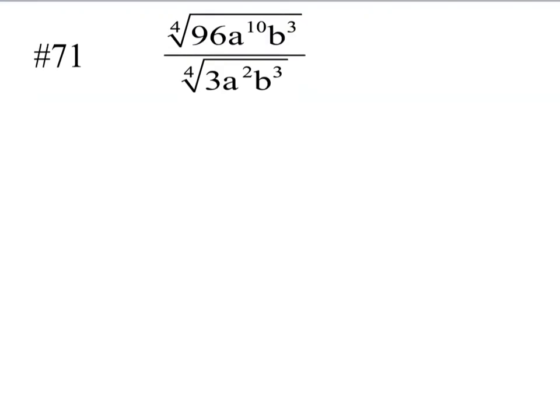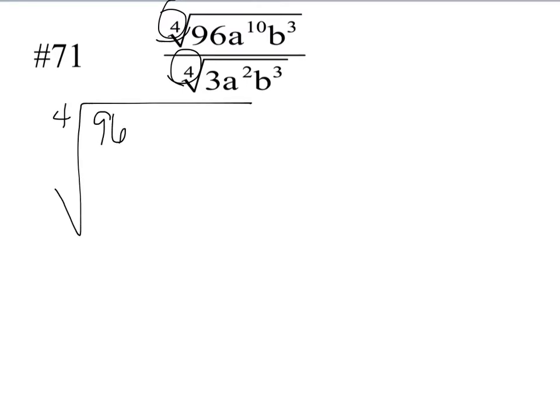So our answer is 24m squared. Okay, we can immediately see that right here we have two indexes that are the same. They're both 4. So I can go ahead and write this whole big problem under one root using the quotient rule. So it's 96 a to the 10th b cubed over 3a squared b cubed. Okay, so let's see if anything cancels or if we can reduce anything.